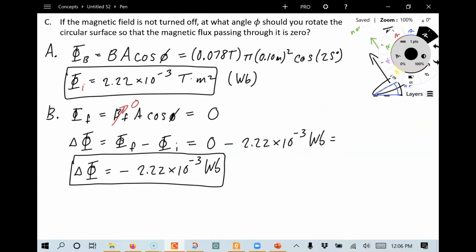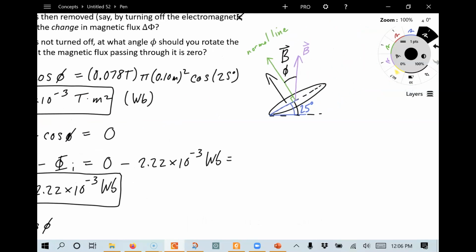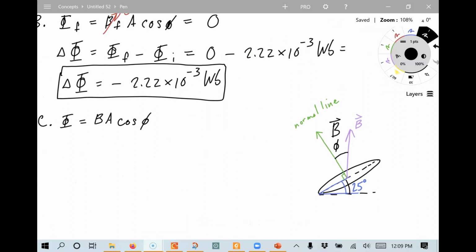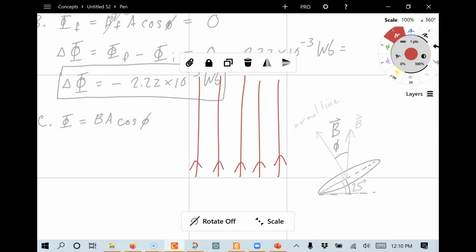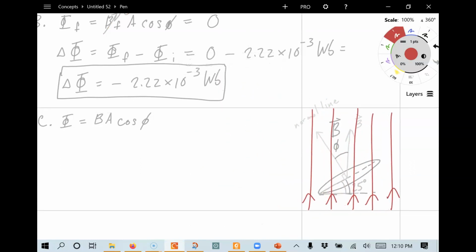All right, let's see. Part C asks us, if the magnetic field is not turned off, at what angle should you rotate the circular surface so that the magnetic flux passing through it is 0? Well, let's look at the equation again. So another way you can affect the magnetic flux here is by adjusting the area or by changing the orientation with the angle phi. Let's go ahead and look at that picture again. Okay, so here's the picture again, and let's remember that this does have magnetic field vectors pointing up here. So we've got these guys all over the place.